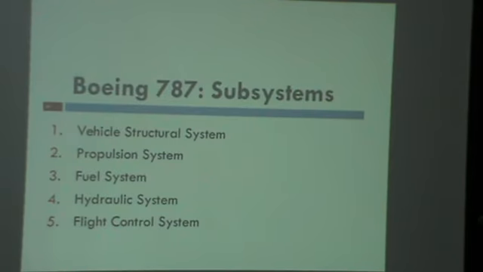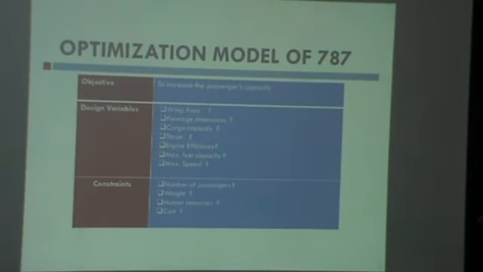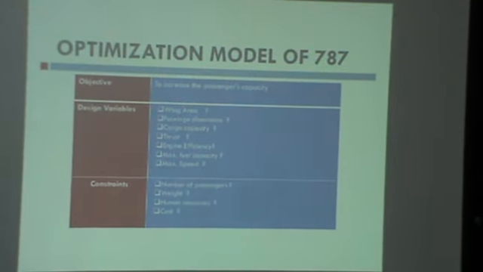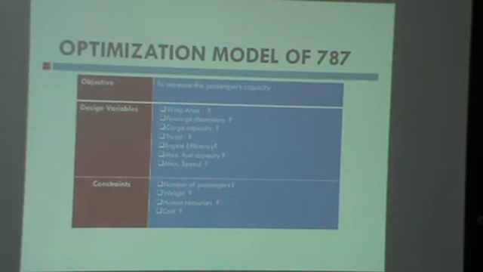So these are the subsystems on which it was designed: structural system, propulsion, fuel, hydraulic, flight control systems. 5 basic subsystems on which 787 was actually designed. So this is the optimization model. The objective was to increase the passengers capacity. So they had design variables.